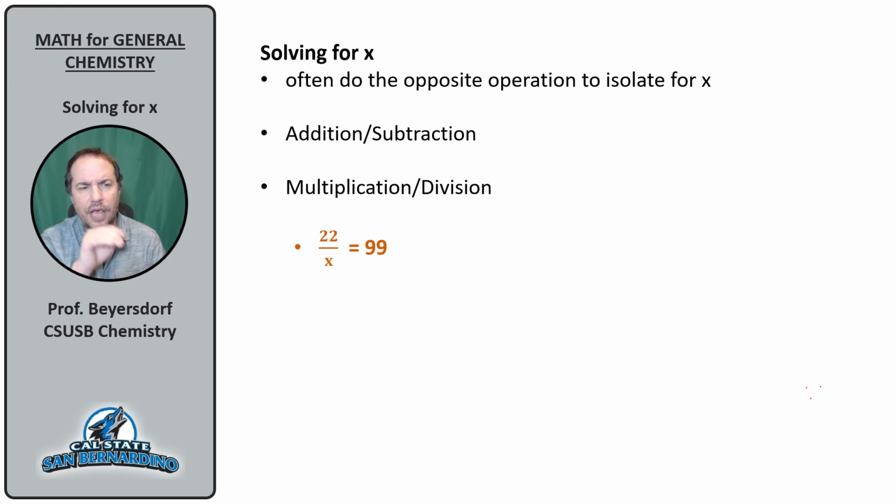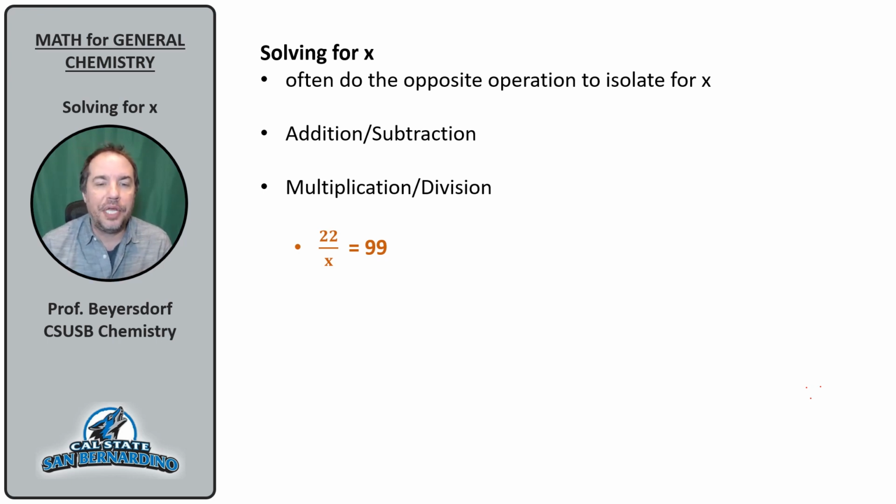Let's look at one other case. Let's say we had 29 over x equals 99. Now this is a case where the x is in the denominator. It's on the bottom. So what I want to do is, because it's annoying if it's in the denominator, I want to get it out of the denominator.